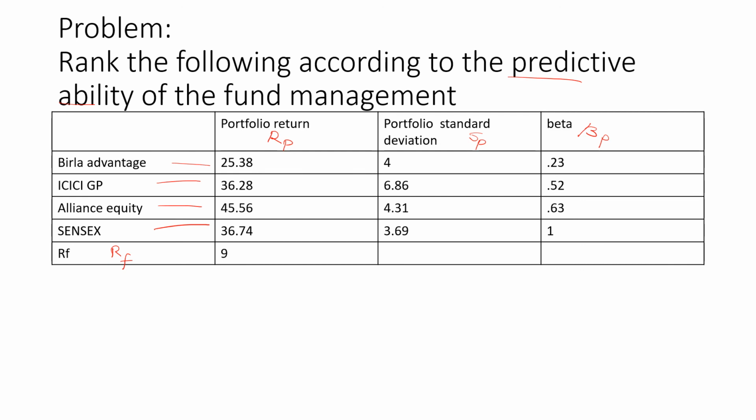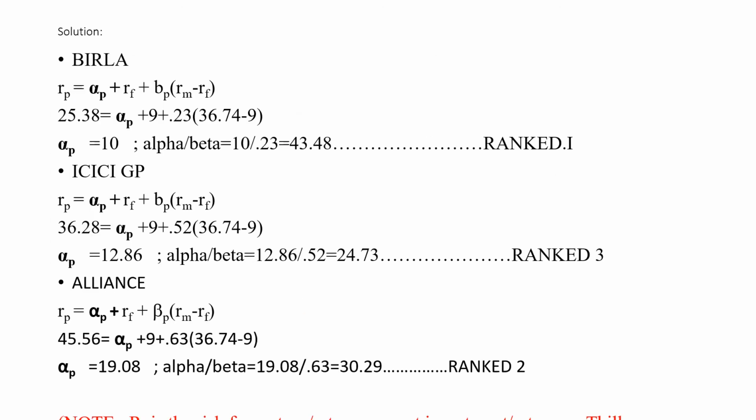So having identified all this, since it includes the ability of the fund management, it includes alpha also. So RP actually is directly given here, 25.38. Only the alpha value is not given, so you find the alpha value. So here when I say B of P, it actually says beta of the portfolio. So you find the alpha of the portfolio, substitute in the second formula, that is the alpha minus beta value, and then rank it according to the final answer. Whichever is the highest gains priority. So this is considered as the best portfolio.